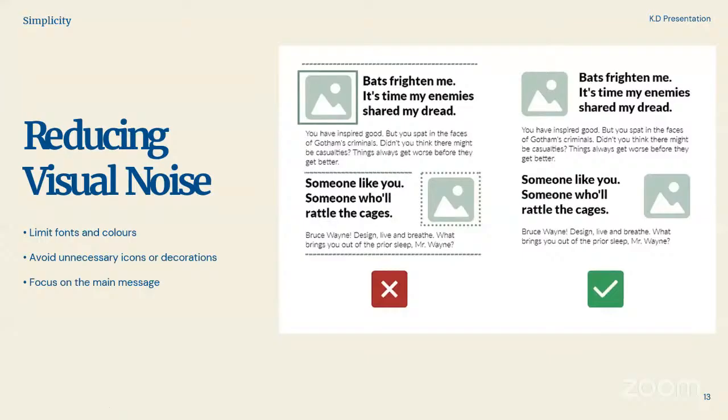Practicalizing simplicity: you have to reduce the visual noise. You don't need to add extra lines, extra images, extra strokes to your design. Just make your designs simple, limit the font and the color. Don't add unnecessary icons. Just focus on the main message. And if you have a visual or image representation of the message, just put one or two. Do not make it complex and keep it easy. Simple designs are easier to scan, easier to understand, and easier to remember.